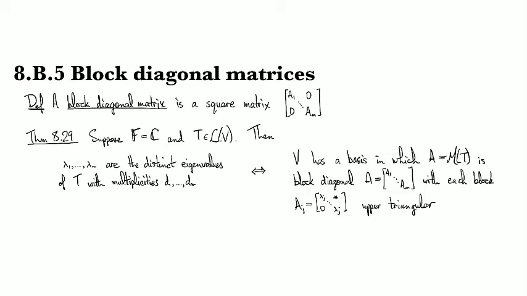So in this clip, we're going to take a look at how block diagonal matrices work, or rather operators whose matrices are block diagonal. So a block diagonal matrix is a square matrix where there's zeros below the diagonal and above the diagonal, but not everywhere below and everywhere above the diagonal. So in other words, this is going to look better if I draw a little picture. It's going to look something like this.